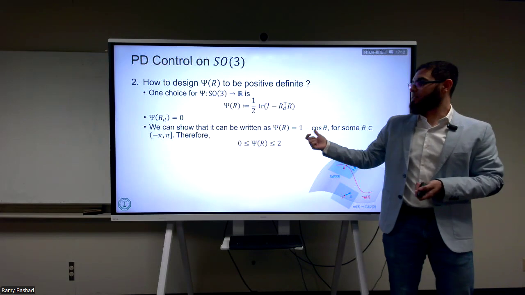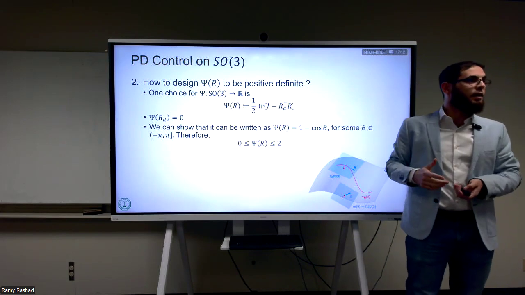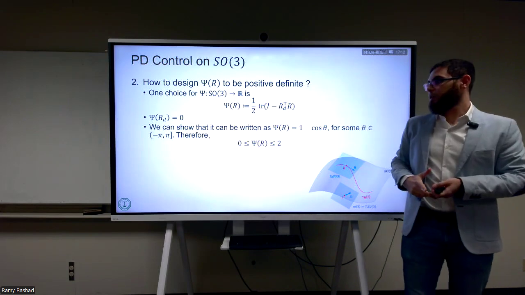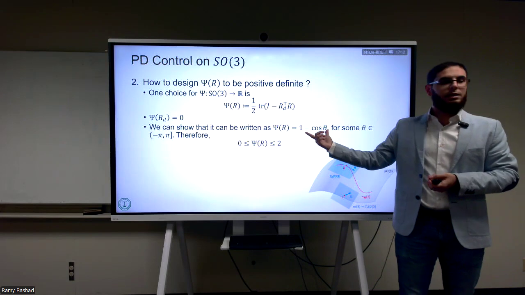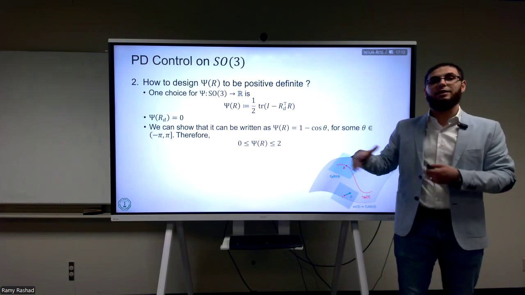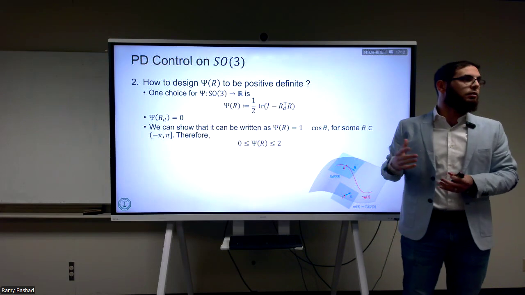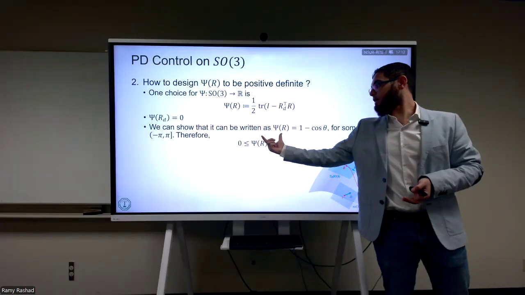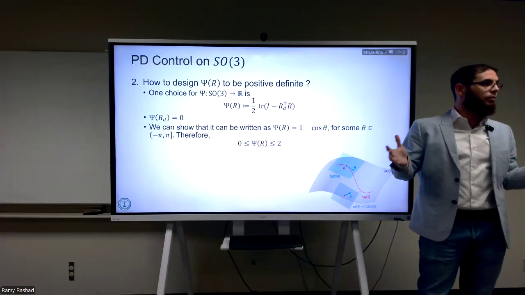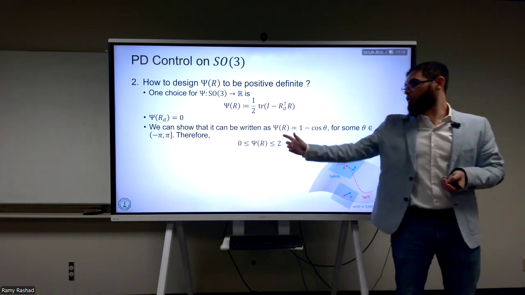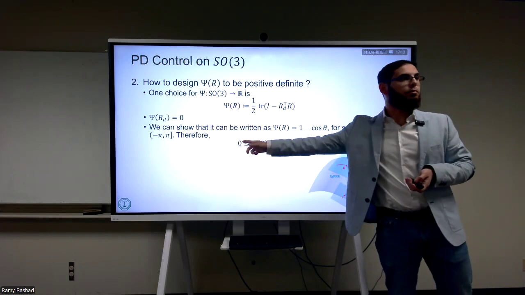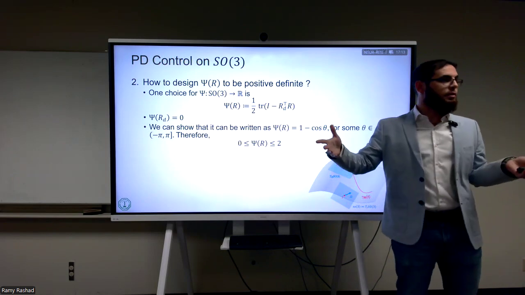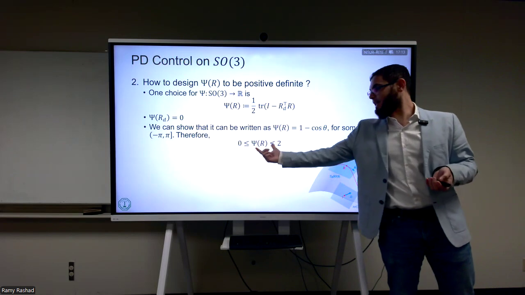What was not straightforward is that we need to show that it is positive definite everywhere around R_D, for R not equal to R_D. And then we showed last time that we can write this as 1 minus cosine of some angle. And we know that the cosine part lives between -1 and 1. So in the end, we can show that psi of R lives between 0 and 2. So it takes only values from 0 to 2. It only has a 0 when R is equal to R_D, and it can take 2 in other cases, okay?